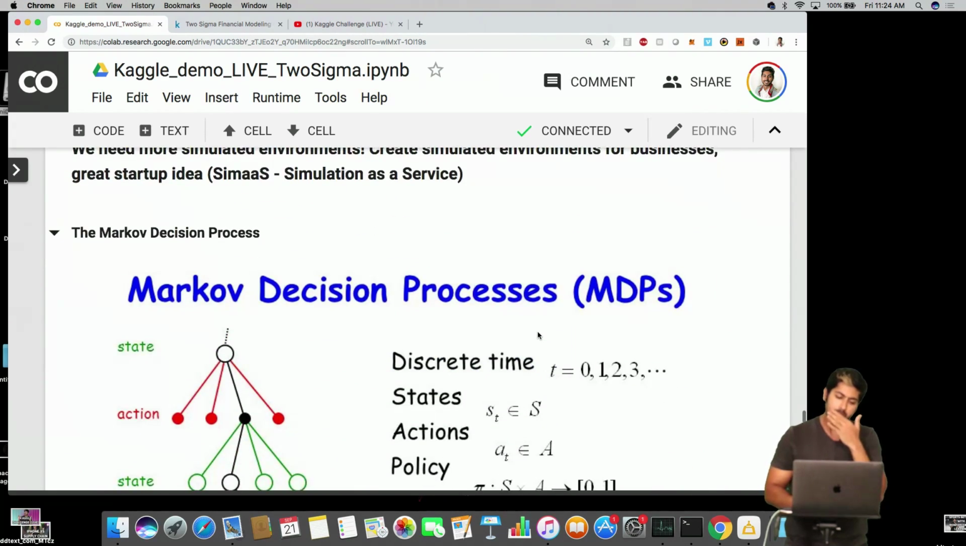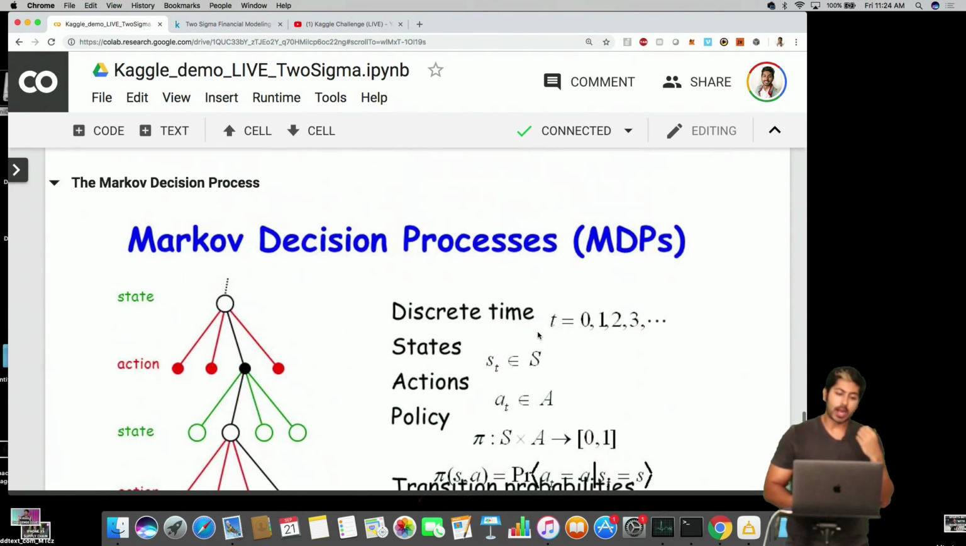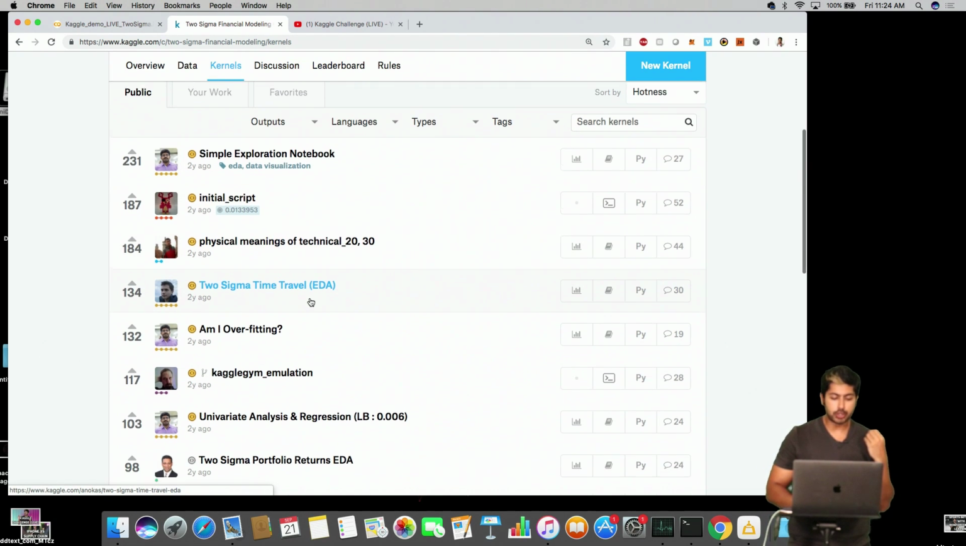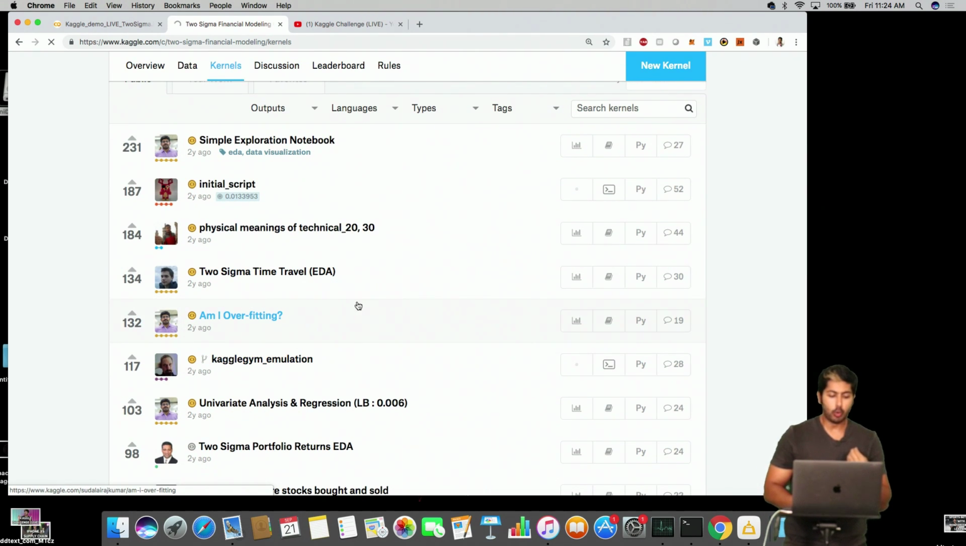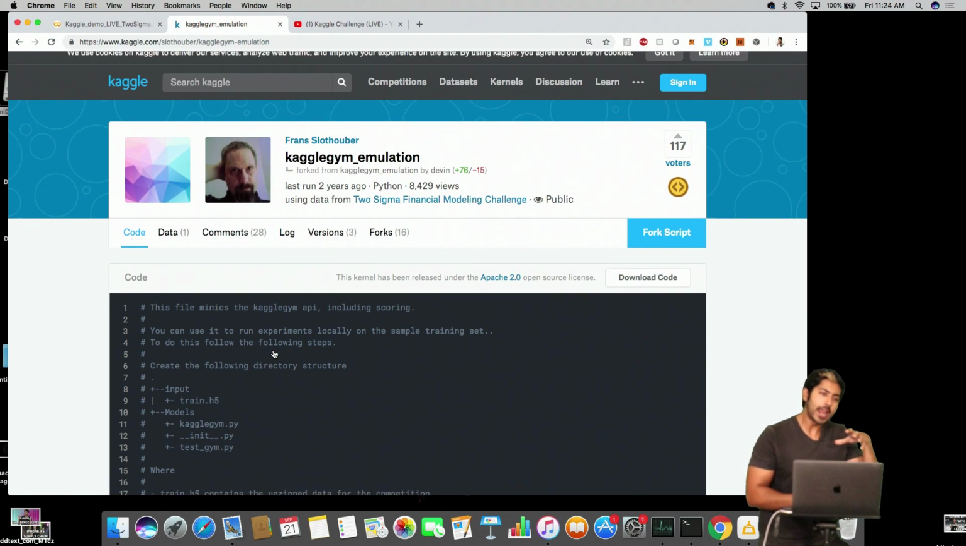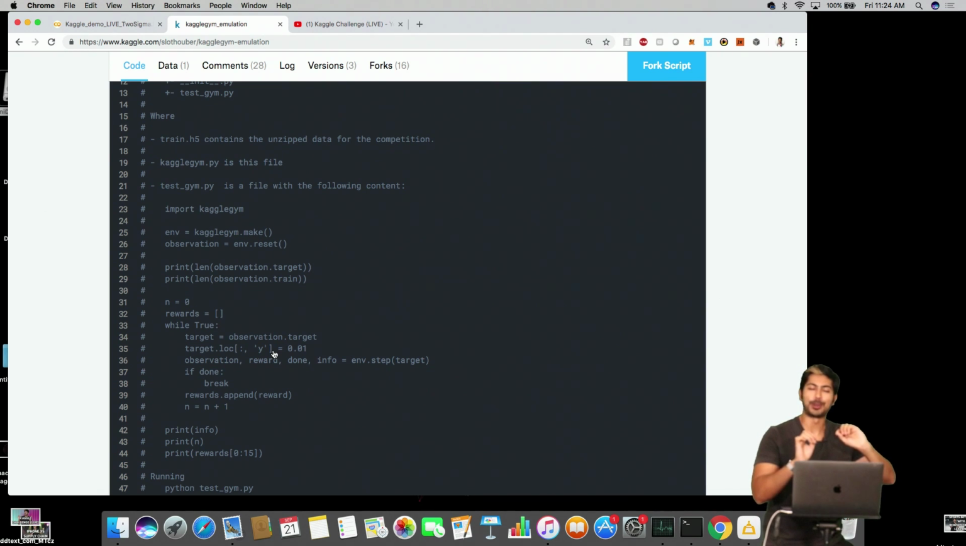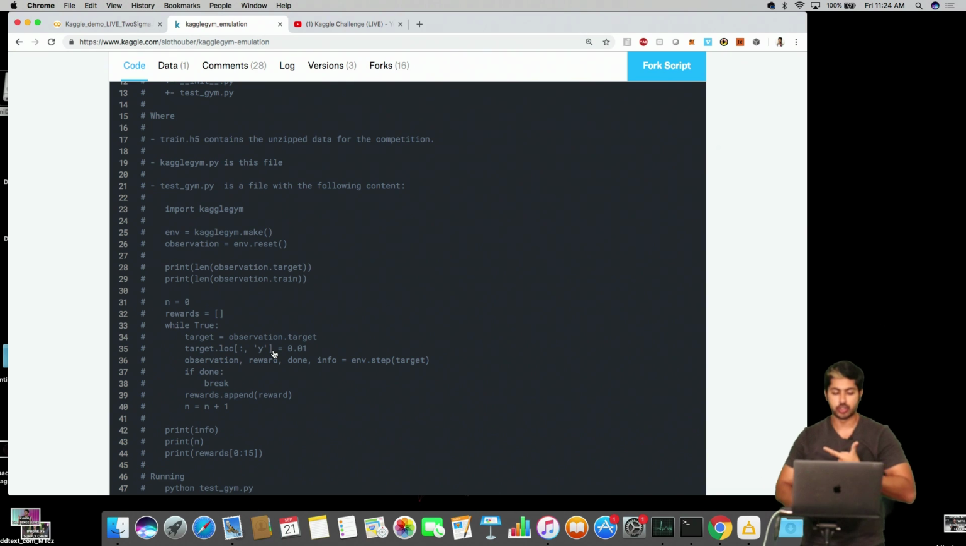Now, what I did find was a library. So the closest thing on Kaggle to this idea of reinforcement learning was created by this guy, and it's called the Kaggle Gym. So what he did was he framed the reinforcement learning problem. He framed the Two Sigma problem of predicting the target variable as a reinforcement learning problem, as a Markov decision process.